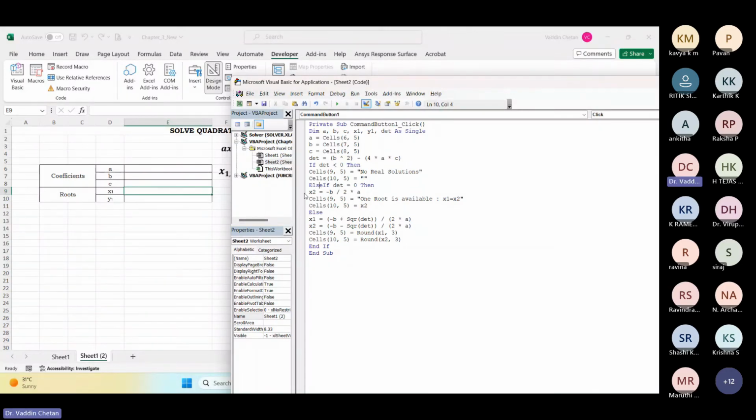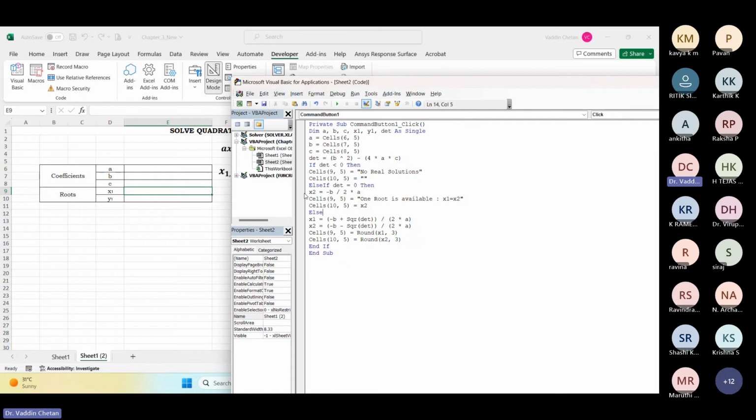Else if, because it has checked only one condition, that is less than 0. Else if that is equal to 0, then only one root will be available. That is, x2 I need to calculate, that is minus b by 2a. At cell 9 comma 5, give it as only one root is available, that is x1 is equal to x2. At 10 comma 5, input the value of x2.